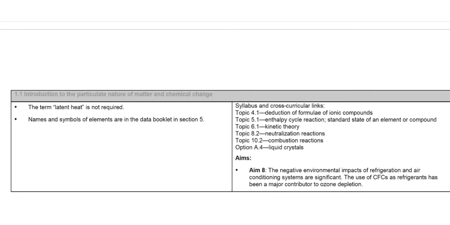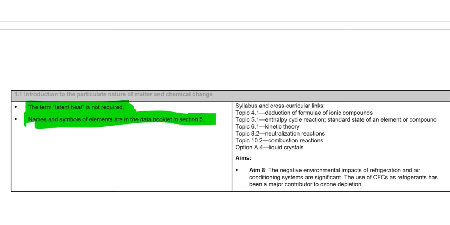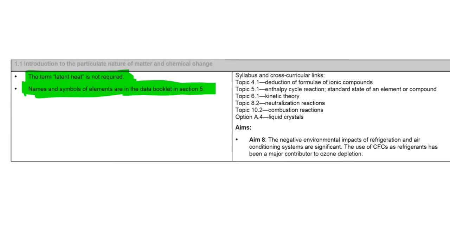Next up, latent heat is not required. Physics students would know what that is. I have no idea what that is. I don't study physics. Names and symbols of elements are in the data booklet. That's the periodic table, I believe. So you don't have to memorize the names essentially, but just know the first 20 names of the periodic table. It's not that hard.